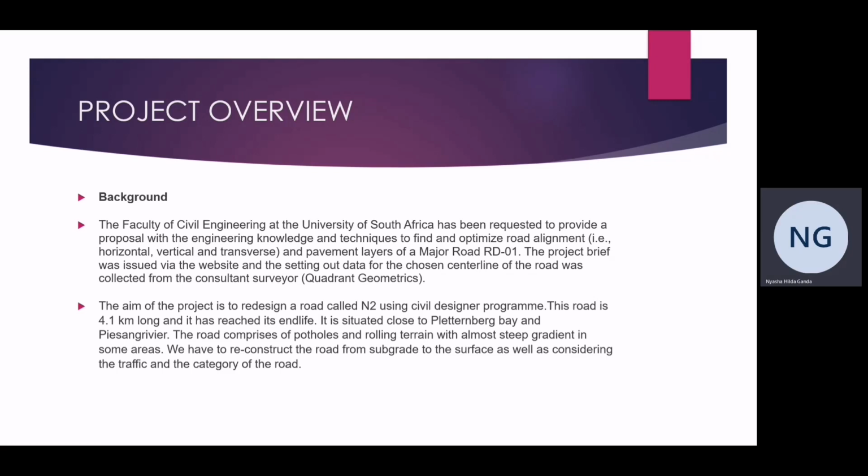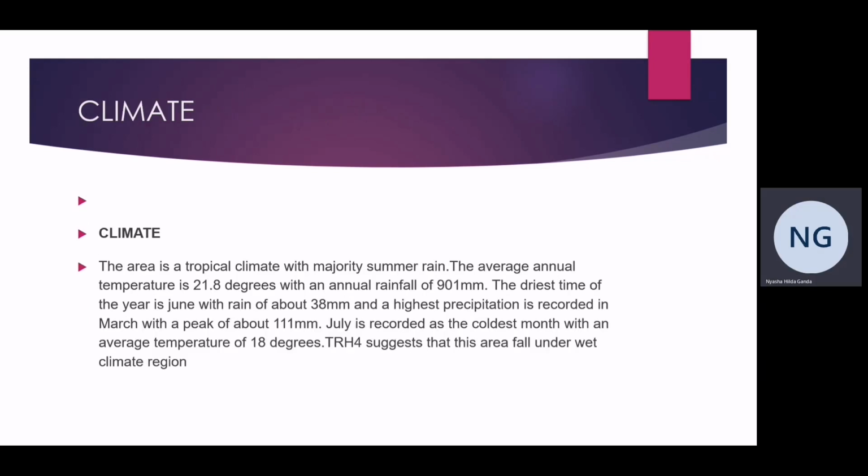The aim of the project is to redesign a road coded N2 using the Civil Designer program. This road is 4.1 kilometers long and it has reached its end of life. It is situated close to Pietermaritzburg Bay and Pisan River. The road comprises potholes and rolling terrain with almost steep gradient in some areas. We have to reconstruct the road from subgrade to the surface, as well as considering the traffic and the category of the road.